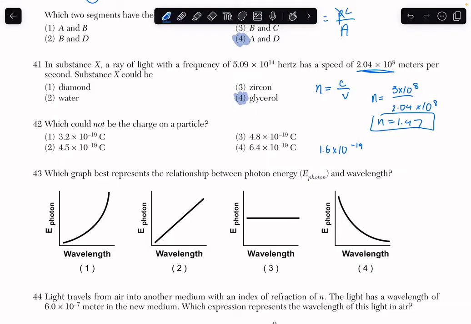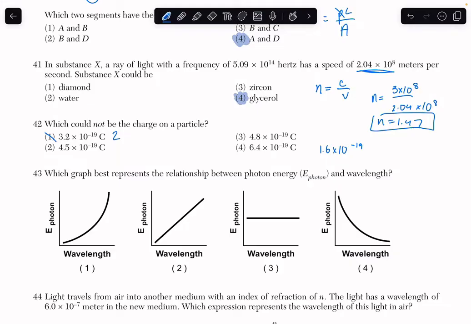So if you just multiply 1.6 times 10 to the negative 19th by different numbers, these are all just different multiples. So 1.6 times 10 to the negative 19th times 2, that's 3.2 times 10 to the negative 19th. Or I'm just going to refer to it without the 10 to the negative 19ths. So 1.6 times 2, that's 3.2. So that can be the charge on a particle. So it's not right, because it can be the charge. This is like two charges.